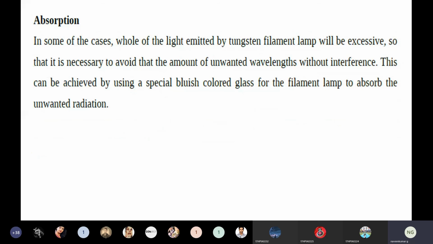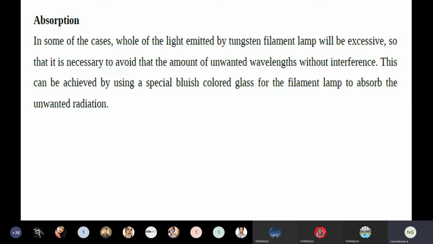Absorption. In some cases, the whole of the light emitted by the lamp source, here he has mentioned a tungsten filament, but it may be any source, will be excessive. So it is necessary to avoid the amount of unwanted wavelengths without interference. This can be achieved by using a special bluish colour glass for the filament lamp to absorb unwanted radiation.